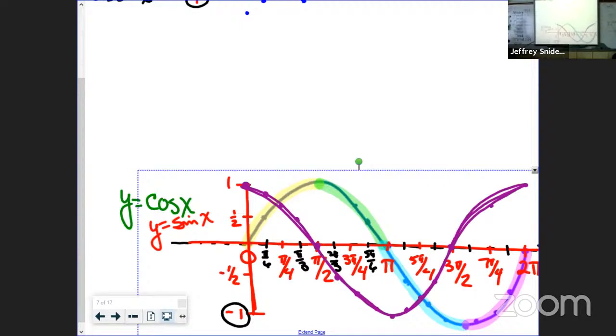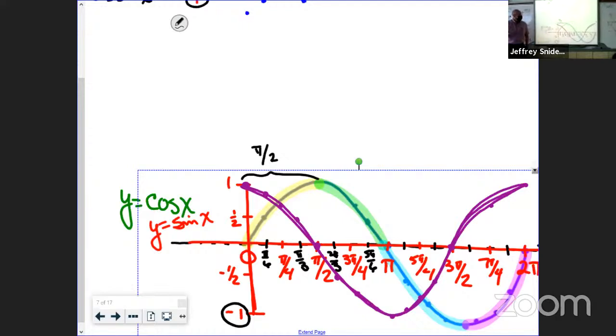Their shapes are the same. Their periods are the same. Their amplitudes are the same. The only thing is that they're off center from one another, if you think of it that way. How far off center are they from one another? What is this distance from here to here? Pi over 2. Okay? From here to here is pi over 2. From here to here is pi. All of those are like that.